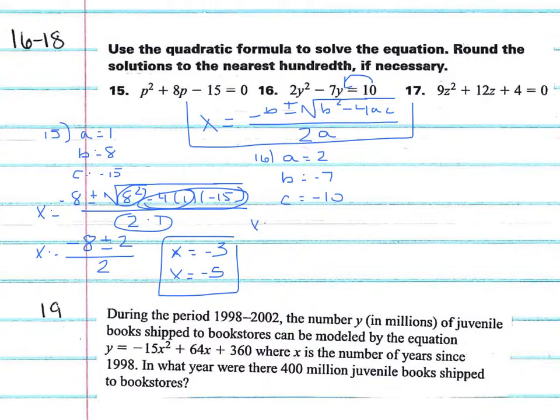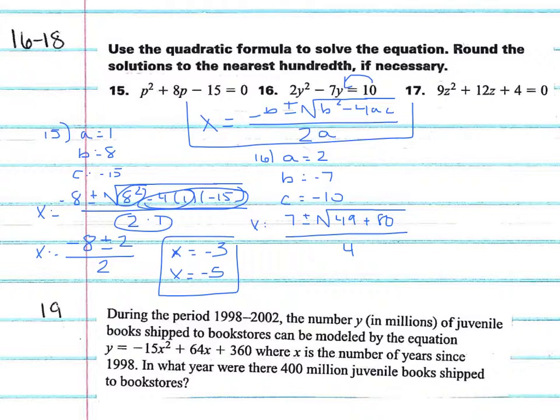So it's going to be x equals negative 7. The negative of negative 7 is 7. So 7 plus or minus the square root of b squared, negative 7 squared is 49, minus 4 times a times c. 4 times 2 is 8, times negative 10 is negative 80. So minus a negative 80 becomes a plus 80. And all of that's going to be divided by 2 times 2, which is 4.